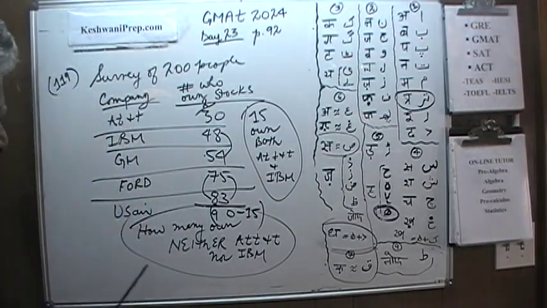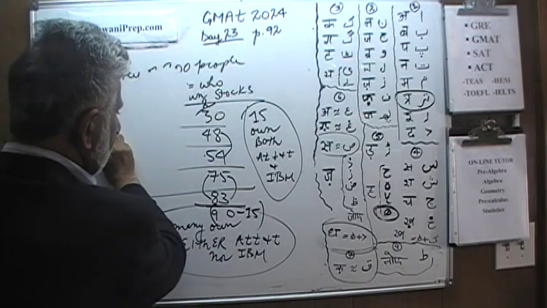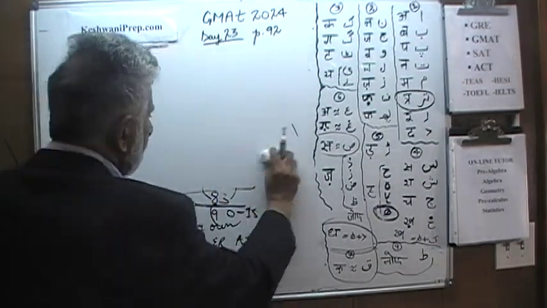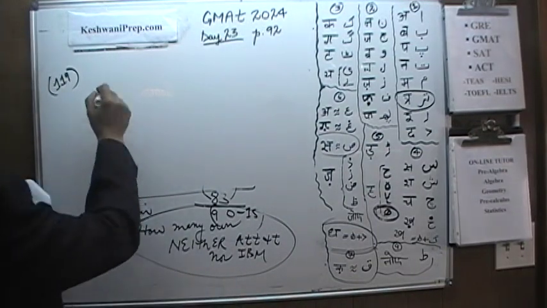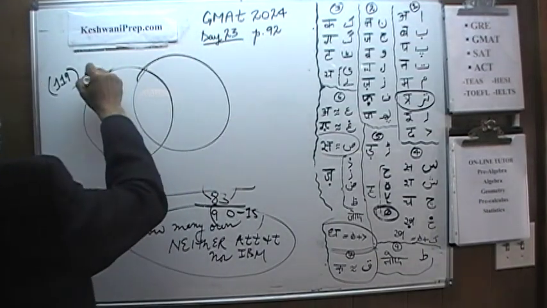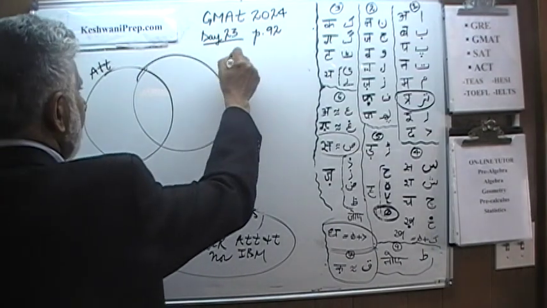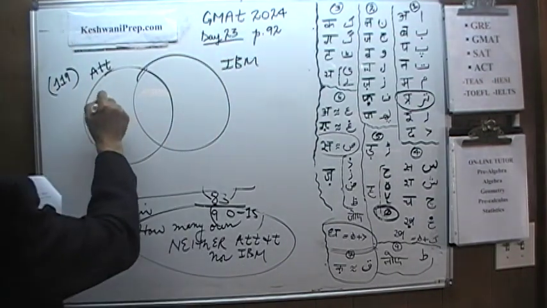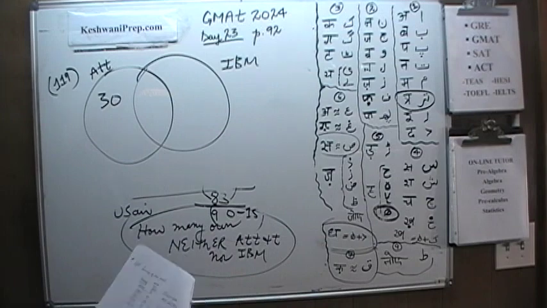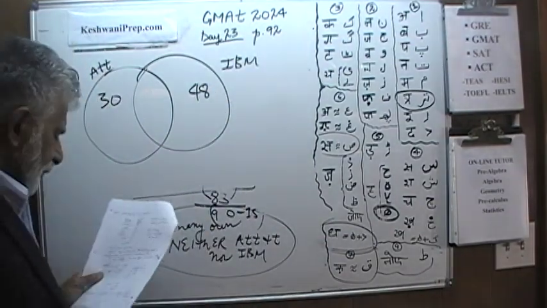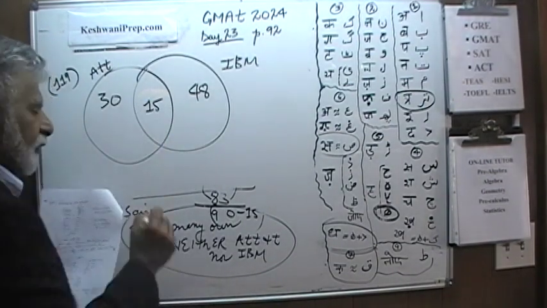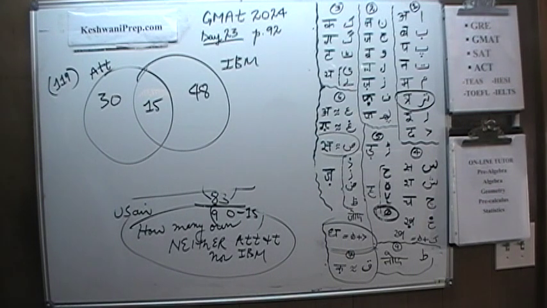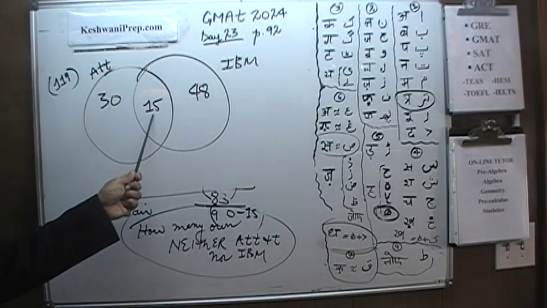Here we go. Let's set it up as a Venn diagram. You have the thing in front of you, I hope. If you don't, you can remind me. So here is our AT&T, and here is our IBM. We were told that 30 people own stock in AT&T. We were also told that 48 people own stock in IBM. But then we were further told that there are 15 people who own stock in both of these. If that's the case, then these 15 people are double counted. They're counted first as people who own AT&T, and then they're counted again as people who own IBM.